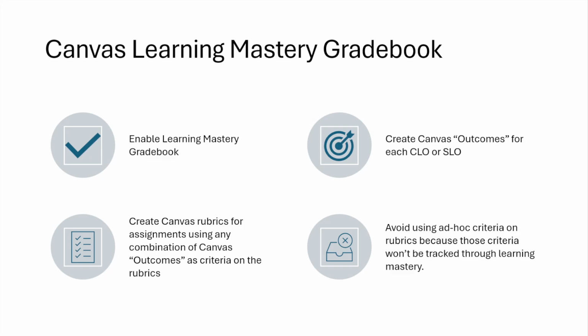Okay, so here are the steps that I'll go over with you. First, we need to enable the Learning Mastery Gradebook on Canvas. Then, we'll create outcomes in Canvas through its outcomes system. Once we have the outcomes keyed in, we can then create rubrics for assignments that use outcomes as criteria. That's the key that ties all of this together.